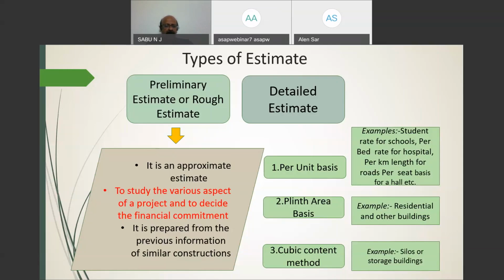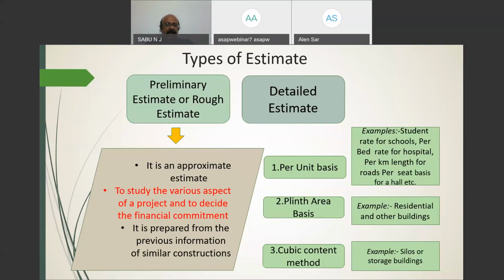For what purpose is this preliminary estimate prepared? To study the various aspects of the project and to decide the financial commitment. I have already mentioned the importance of estimates. That means by doing this process we can arrive at an approximate cost by considering certain factors during the preliminary investigation. So we can study the various aspects. Such aspects were discussed in the last class.